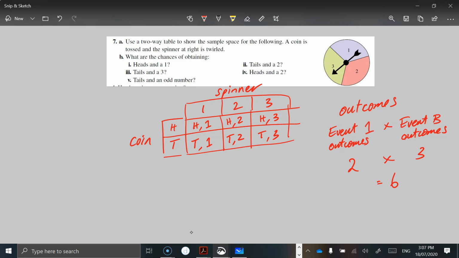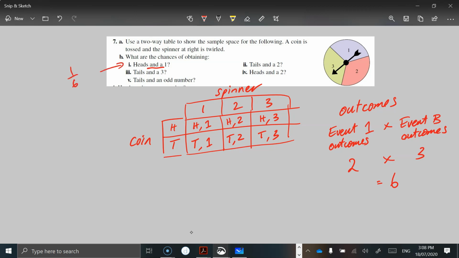So question B says, what are the chances, what's the probability of obtaining a head and a 1? And if you look at the 6 outcomes, there's only one of them that actually has that. And remember, we want both. And your comprehension and your awareness of the words that they choose is really important. So head and 1 is just going to be 1/6.